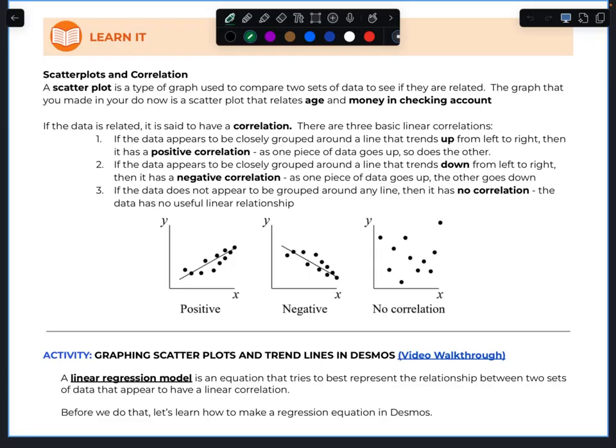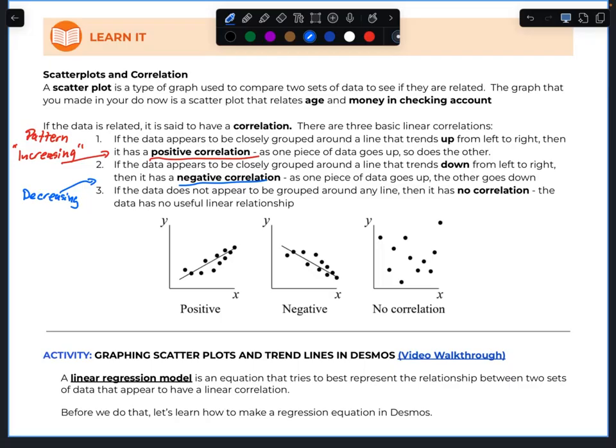If the data is related, it's called a correlation. Now, we use the word increasing. We saw that there was an increasing pattern in our do now, yes? We call that a positive correlation. And if the pattern is negative, that means that the pattern was decreasing.